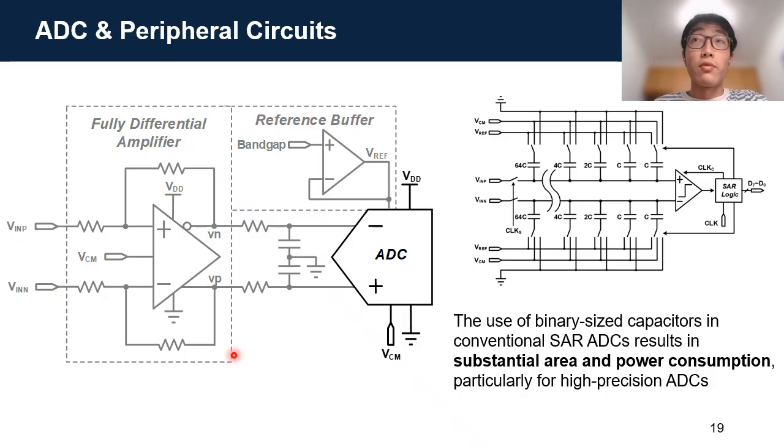Here is the diagram of the ADC and its peripheral circuits. The conventional SAR ADC consists of binary-sized capacitors. Since there are numerous ADCs functioning in parallel in in-memory computing applications, this will result in substantial area and power consumption, particularly for high-precision ADCs. Therefore, we have to find a way to improve the efficiency.